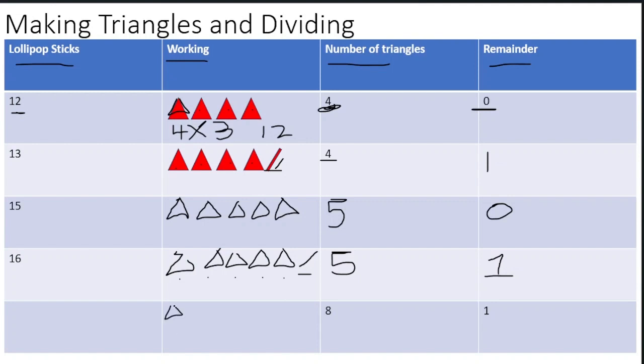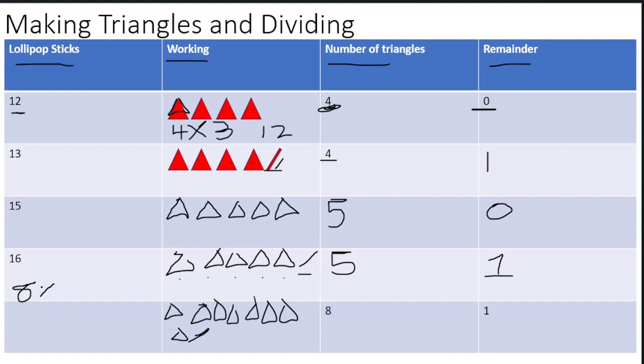So if we draw 1, 2, 3, 4, 5, 6, 7, and our 8th triangle there at the bottom, and we have a remainder of 1 as well, let's draw one little line in there to represent that remainder. So we have 8 triangles, 1, 2, 3, 4, 5, 6, 7, 8, with our remainder of 1. That's fine. So we have 8 lots of triangles, so we're going to have to do 8 times 3.